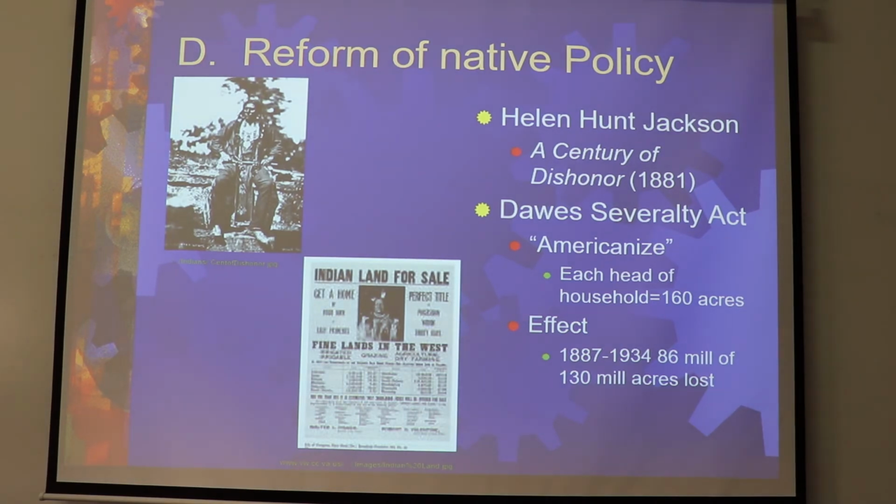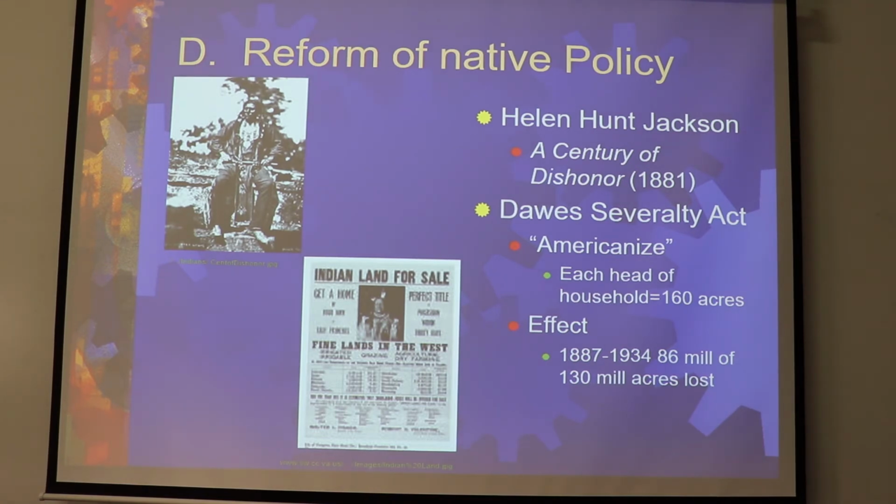Well, almost as soon as that's over, Helen Hunt Jackson writes a book, A Century of Dishonor, that was kind of like Uncle Tom's Cabin in its popularity on something that happened. This caused a lot of people in Washington to pass the Dawes Severalty Act. Now, this is also referred to as the Dawes Act.